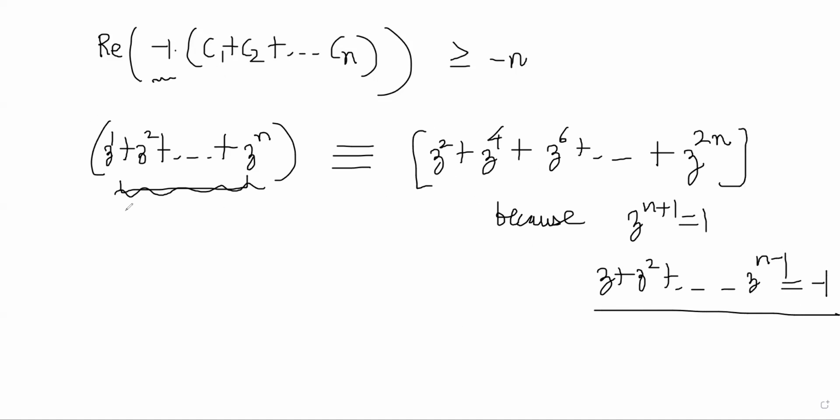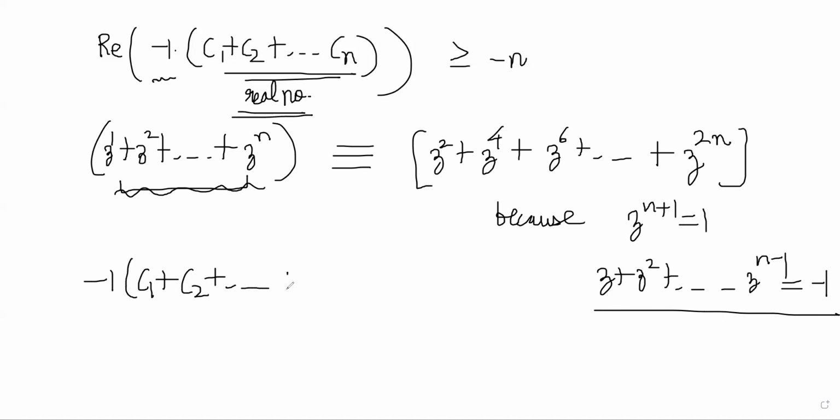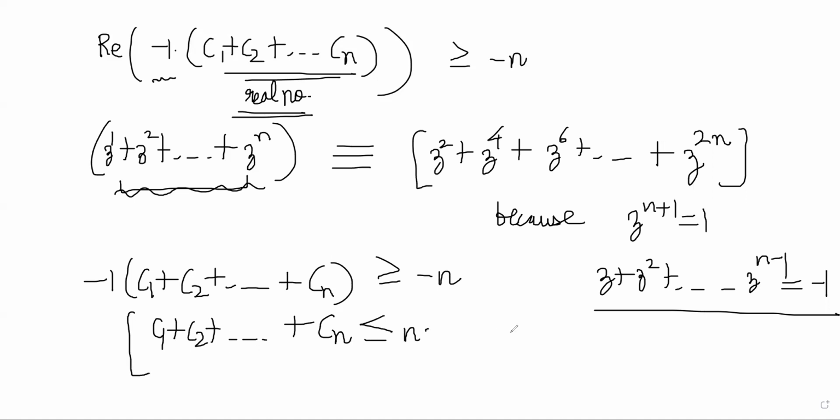So you can take minus 1 common throughout and you get basically the real part of minus 1 into this, and this number is itself a real number because the question had said that all the c's were real. So that is the same as minus 1 times c1 plus c2 plus cn is greater than or equal to minus n, and you get c1 plus c2 plus cn is less than or equal to n. When you divide by minus 1, the inequality sign changes, and which is what we wanted to prove.